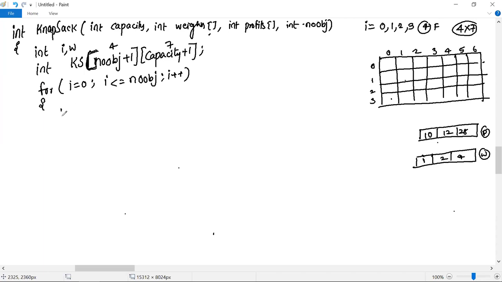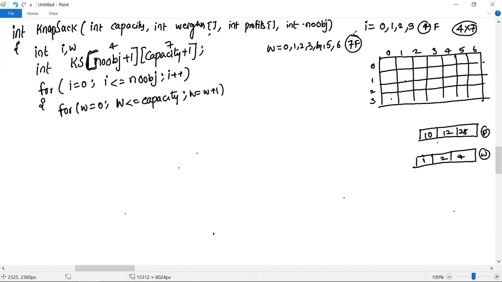So when I value is 0, I need to start from where? W is equal to 0. W less than or equal to capacity. W is equal to W plus 1. Now what is the value of capacity? Capacity value is 6. So W value will start from 0, 1, 2, 3, 4, 5, 6, 7 is false. Okay.